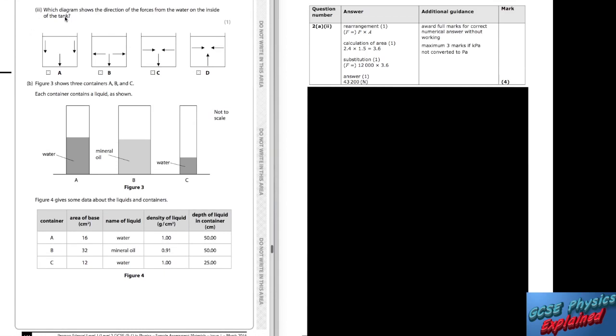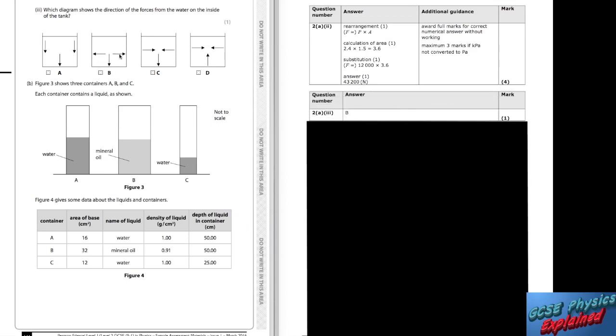Question 3. Which diagram shows the direction of the forces from the water on the inside of the tank? Well, if it was a balloon and we poked the balloon with a pin, then water would spray out in all directions, so the pressure is in all directions, forcing outwards. So that's B.